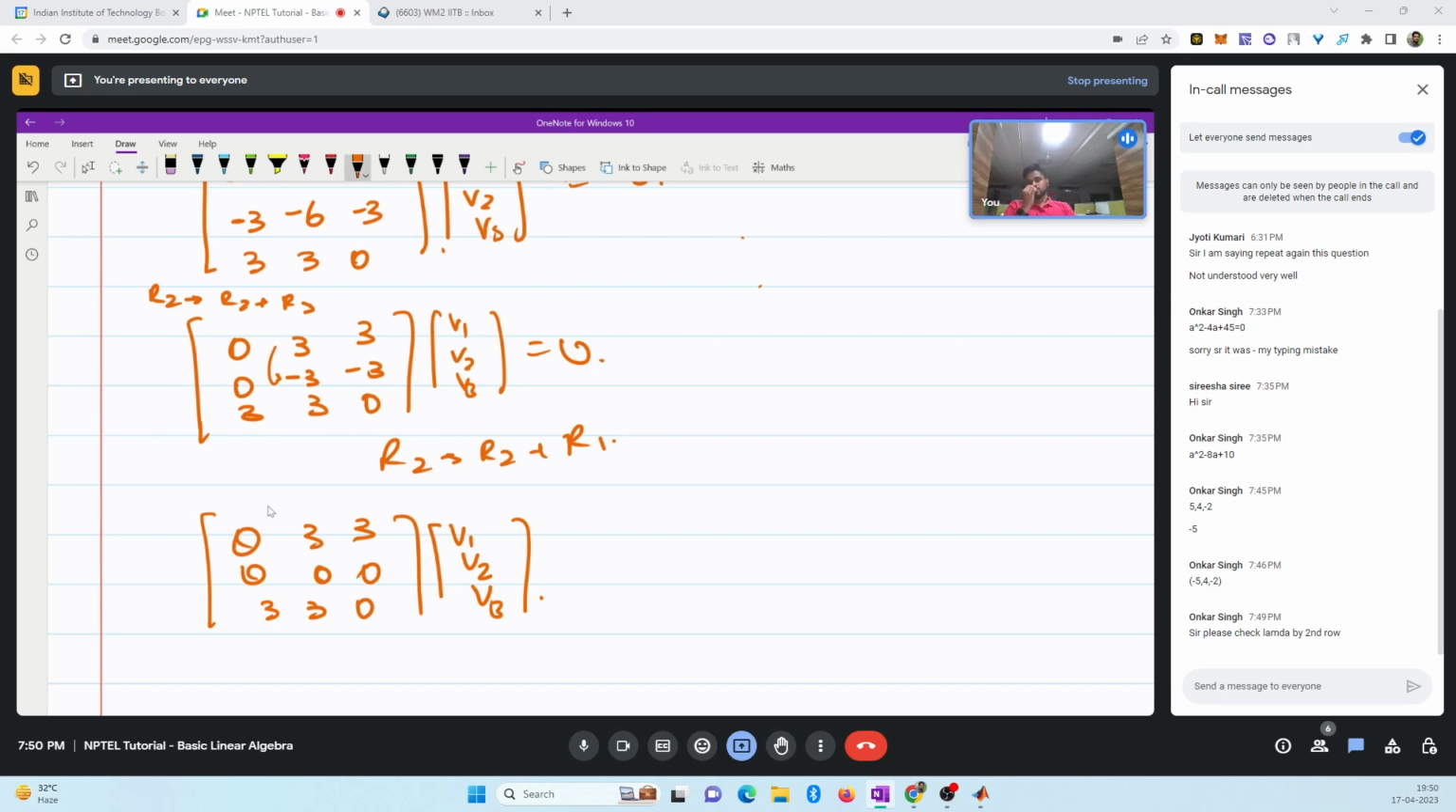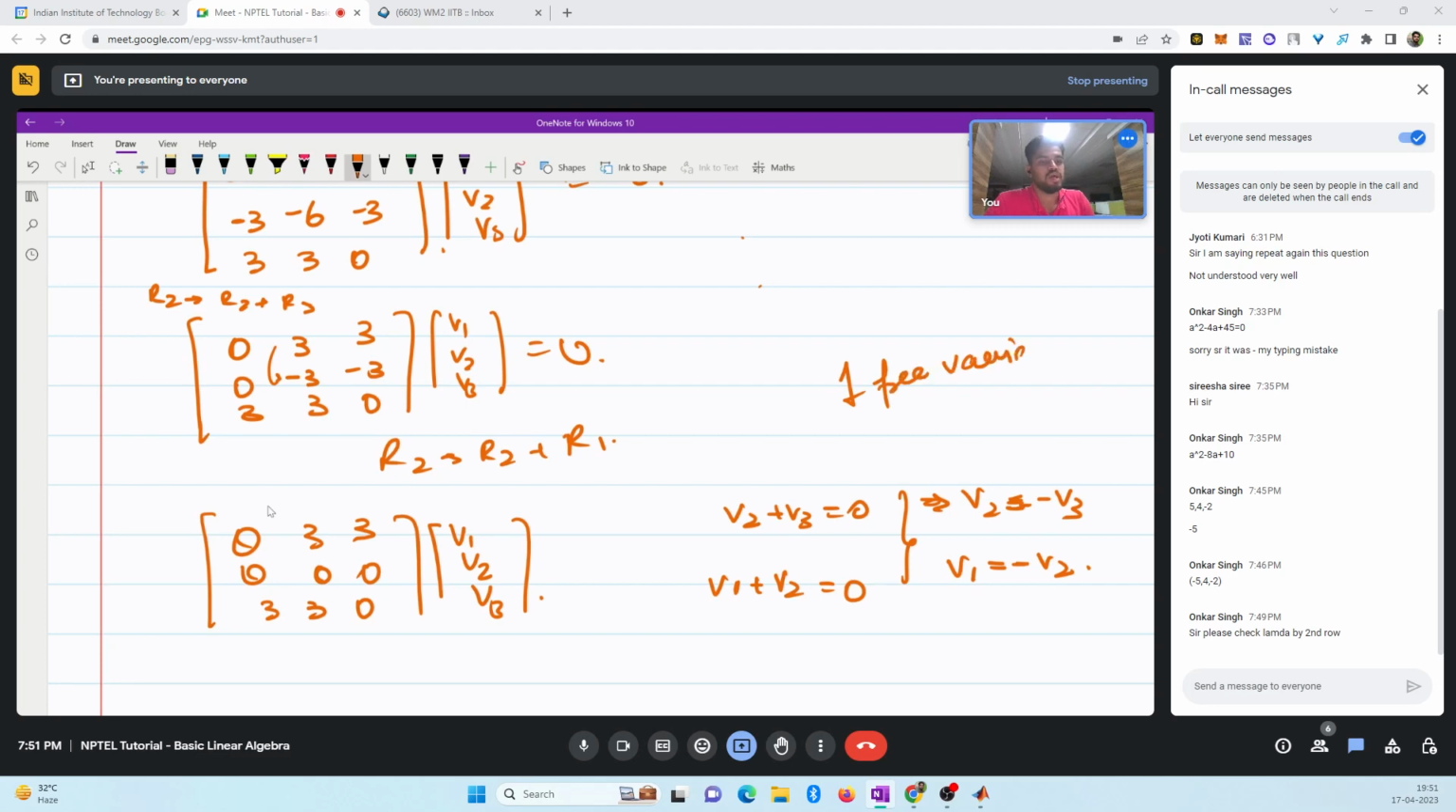So now using the first row, what condition you obtain is V2 plus V3 is 0, and using the last one you obtain V1 plus V2 is 0. So what does this give? This gives you V2 is minus V3 and V1 is minus V2. Now, as I said a few moments ago in some other question, you have two independent equations over here. So now you have only one free variable. And you can choose that free variable to be anything of your choice.